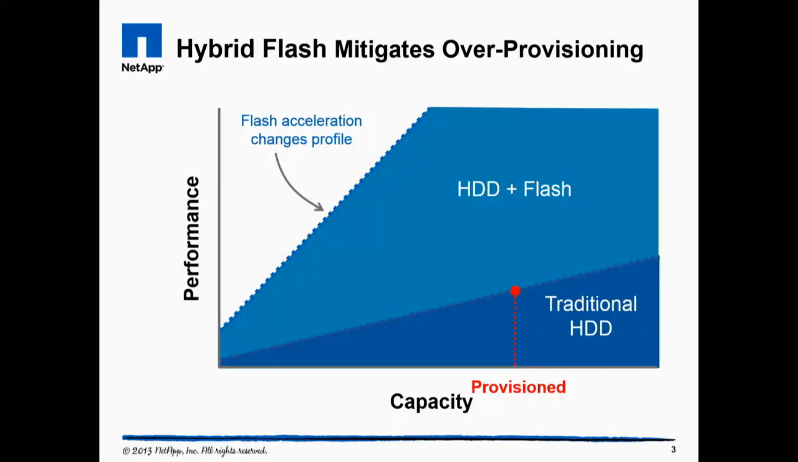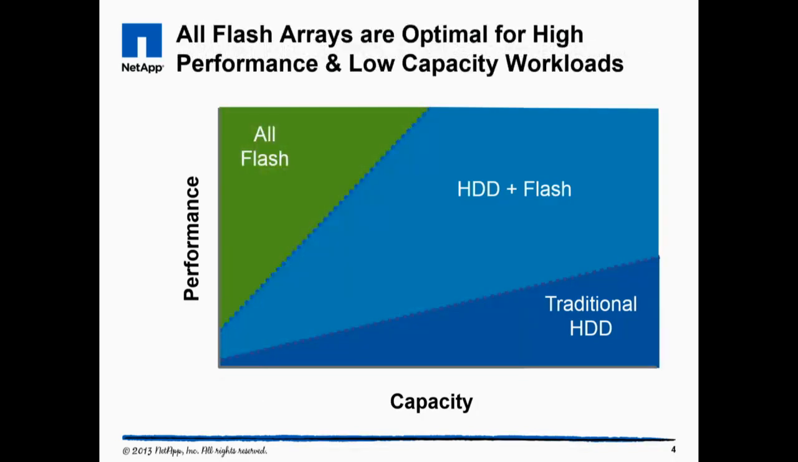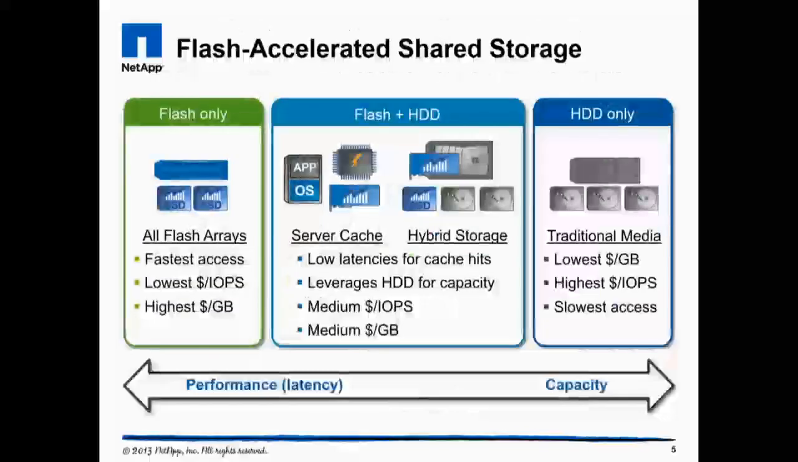If you combine flash storage with your traditional media hard drives, it changes the flash acceleration profile of your entire storage solution. So it pushes that line over to the left, and then you can provision the amount of capacity much closer to what your performance requirements are. And in those cases where you really need extreme performance, even at much lower capacities, this is where all-flash arrays would tend to fit into your solution considerations.